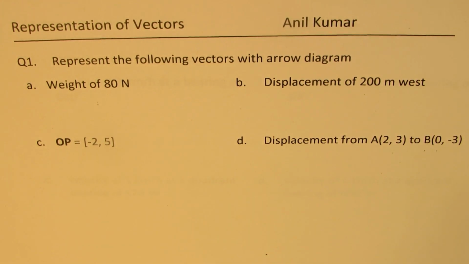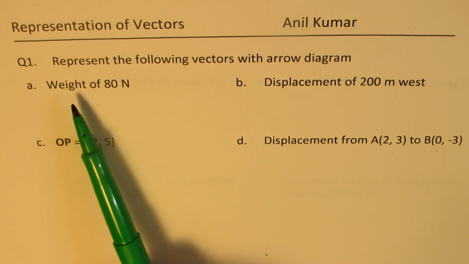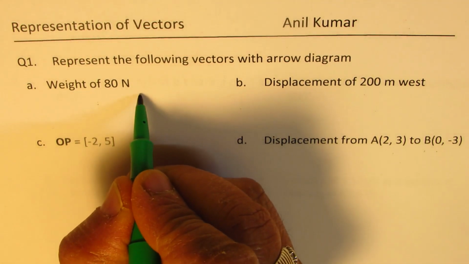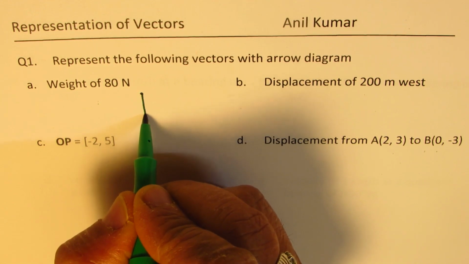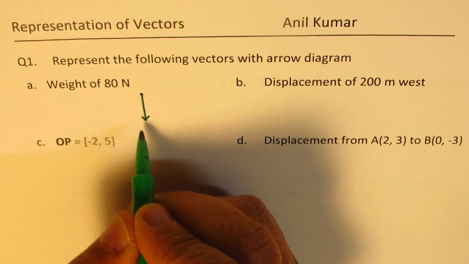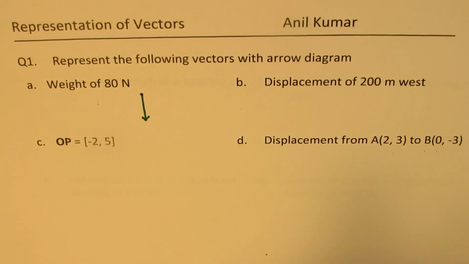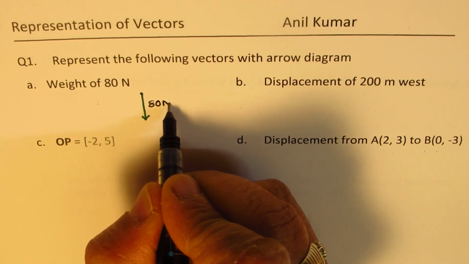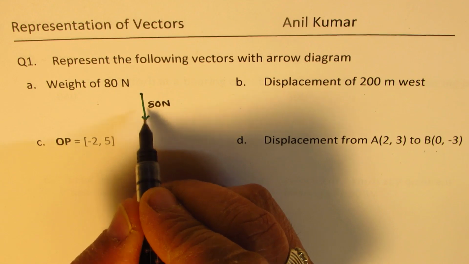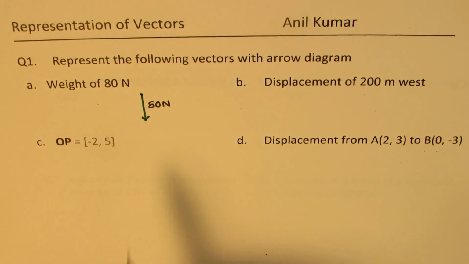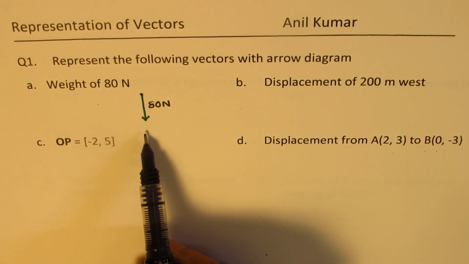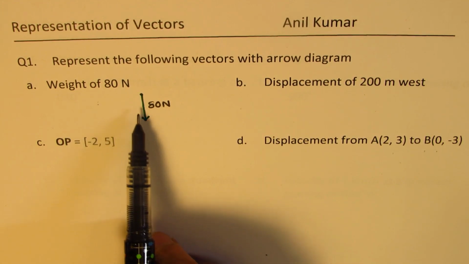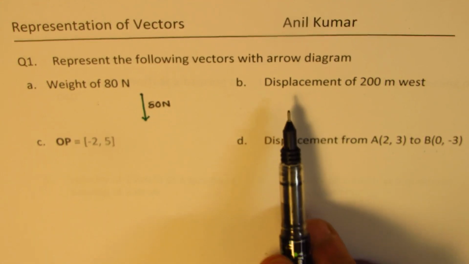Okay. So let's begin with the first one, weight of 80 newtons, right? So weight of 80 newtons with arrow diagram, you can have a vertical line acting downwards. And this vertical line length will represent the magnitude 80 newtons. And the direction is going towards south. So a downward line will represent weight because it is a force of attraction towards the center of the earth.